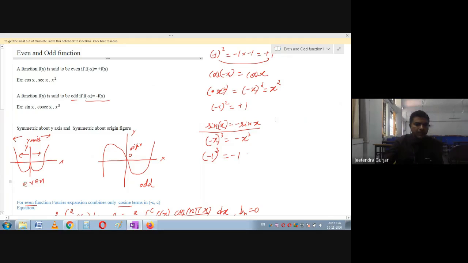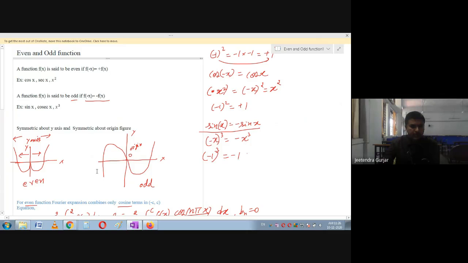You can see an even function is always symmetric about the y-axis. You can see this curve is exactly a symmetric mirror image, LHS is equal to RHS. This curve's LHS is equal to RHS, a mirror image. And next, the odd function is symmetric about the origin. You can see this curve is exactly equal and symmetric about the origin.